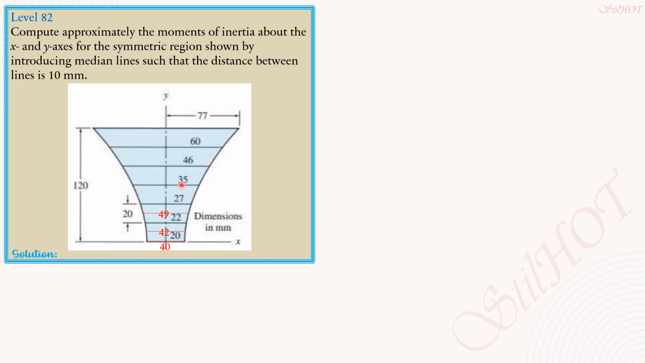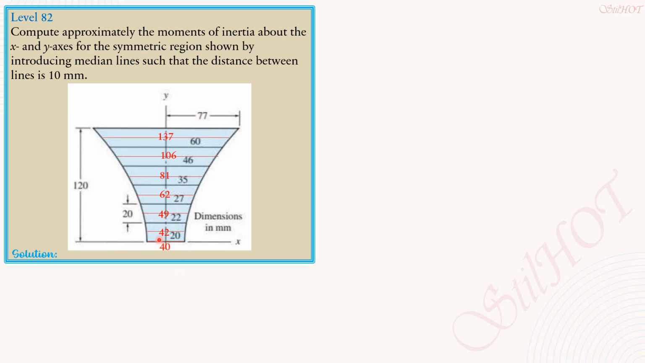27 plus 37 divided by 2, then times 2, so that's the length here. So it is 62. Then 37 plus 46 divided by 2 times 2, so 81, the length of this median line. Then 46 plus 60 divided by 2 times 2, so that's 106, the length of the median line here. 60 plus 77 divided by 2 times 2, so that's 137 here.